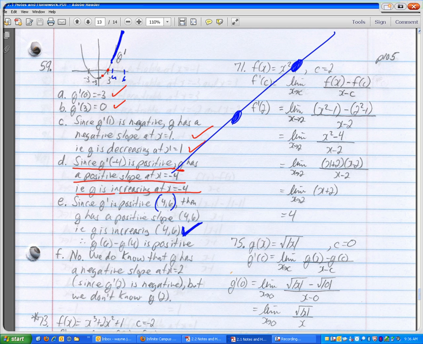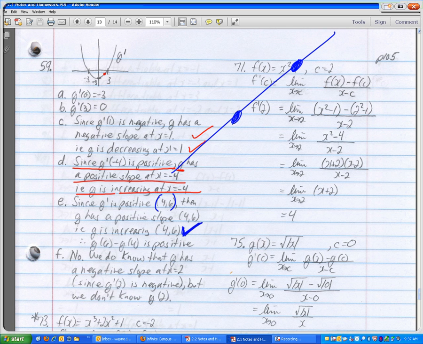All right, and then finally, F. Is it possible to find G of 2 from the graph? No. What we do know is that G has a negative slope when x equals 2. How do I know G has a negative slope when x equals 2? Yeah, because G prime of 2 is right about there, and that's a negative y value. All right? So we know that since G prime of 2 is negative, but that doesn't mean we know what the actual value at G of 2 is.